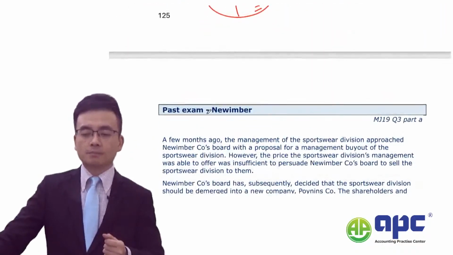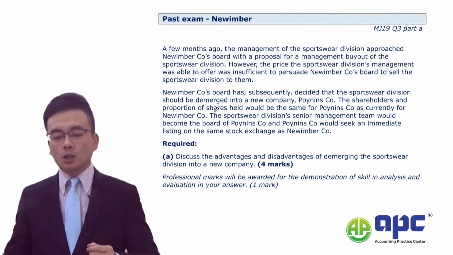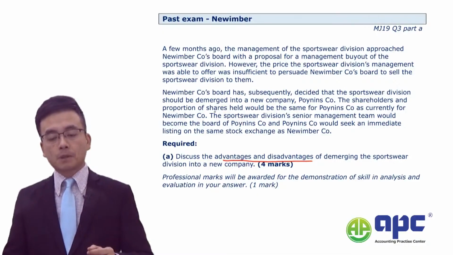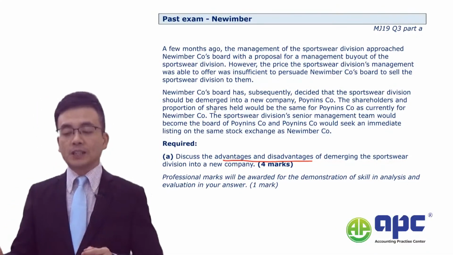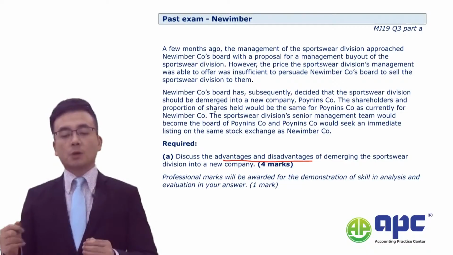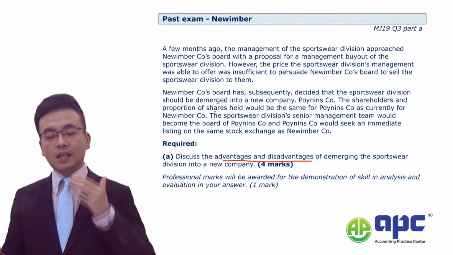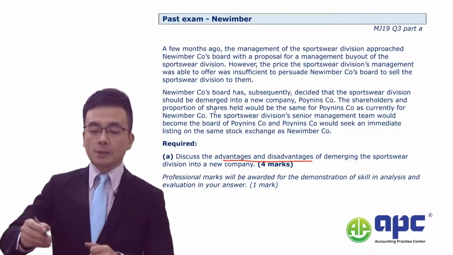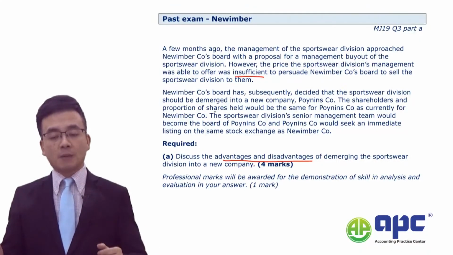Now the first question, New Rimba company, asking you about the pros and cons of demerging the sportswear company or business into a new company. Alright, now we're told that the management of the sportswear division approached the company's board with a proposal to buy out the sportswear division. Alright, so it's just to be the MBO. Okay, so we are selling this to the existing management team members. But the price they were able to offer was insufficient. Alright, so that will be a disadvantage of the MBO.